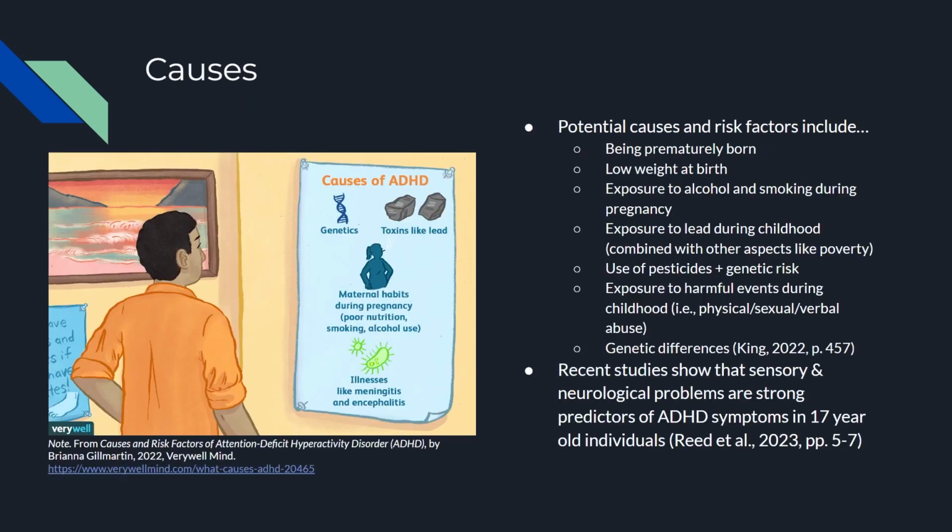Let's move on. Next, we have the causes. There are a myriad of potential causes and risk factors associated with ADHD. These include being prematurely born, being born with a low birth weight, exposure to alcohol and smoking during pregnancy, exposure to lead during childhood. Now, this aspect is worsened by outside factors such as poverty, so keep that in mind. Continuing forward, we have the use of pesticides in combination with genetic risks, exposure to harmful events at a young age, such as being physically, sexually, or verbally abused, and genetic differences, which may make a person more prone to developing ADHD. Recently, studies have found that sensory and neurological problems are strong predictors of ADHD symptoms in 17-year-old individuals.